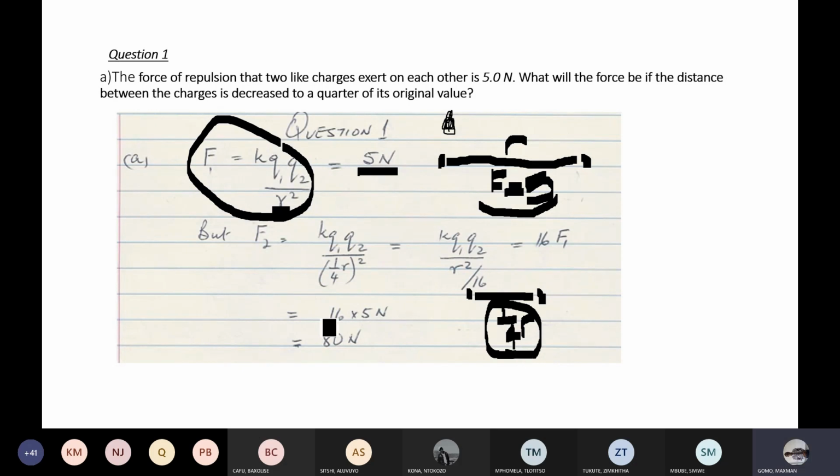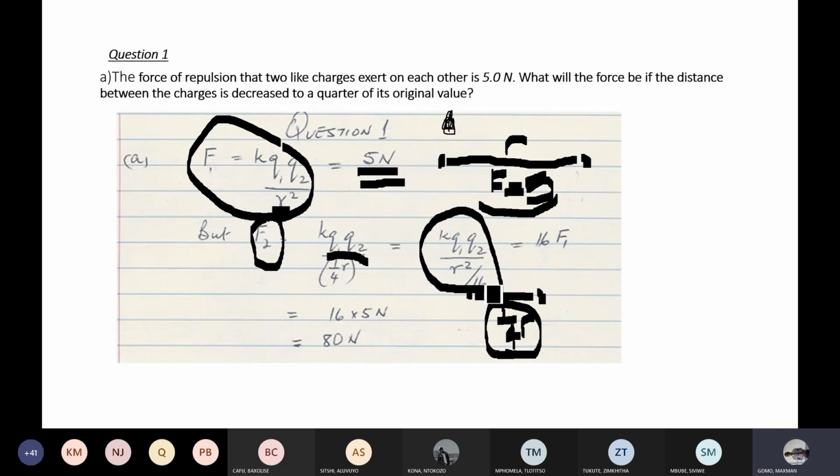So what I was saying is that when you are calculating your F for the first time, which you can call F1, you use the normal R, and the answer that you are going to get is the one that is given in the question. Now when you are calculating F2, F2 is the force after the distance has been reduced. What changes is the R. So your R now is going to be a quarter of R, then you square that. And when you square that, that's when you get something like this as your denominator.